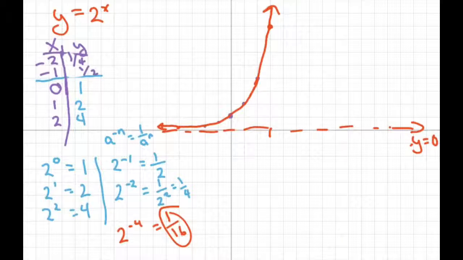All right? Domain is all real numbers. We can plug anything in here. The range is y is bigger than 0, because it'll never touch 0. So the range is y is bigger than 0.